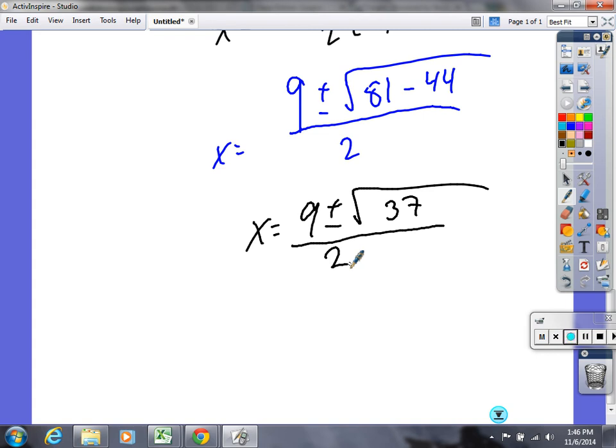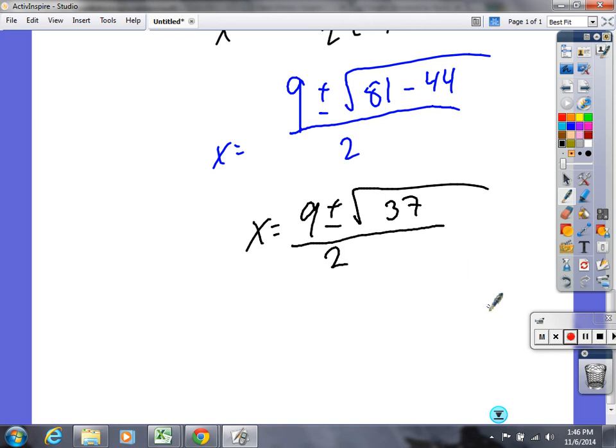Because what's 37? 37 is actually a prime number. So I can't break it down. Does that make sense? I can't break it down because it is a prime number. So, just something to be aware of. Notice, what is this value? It's 37, but this is positive, right?